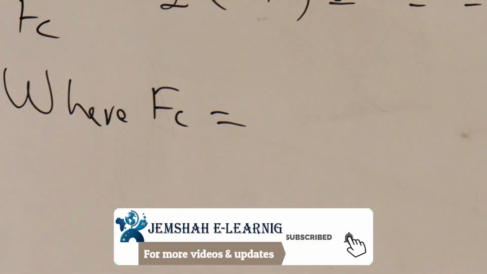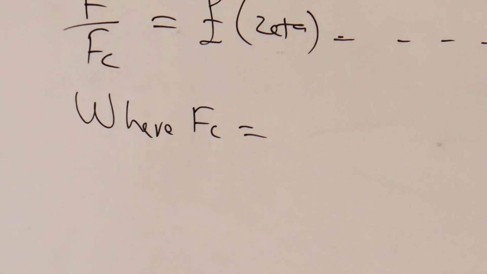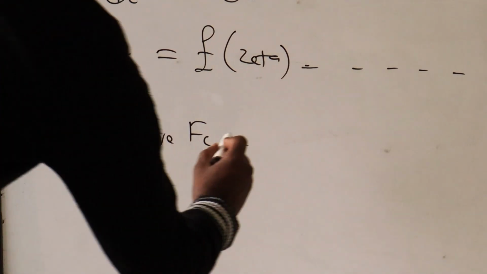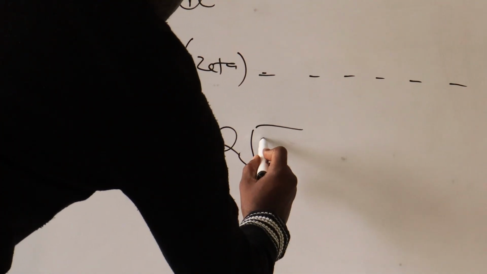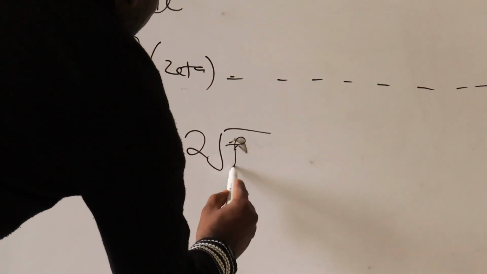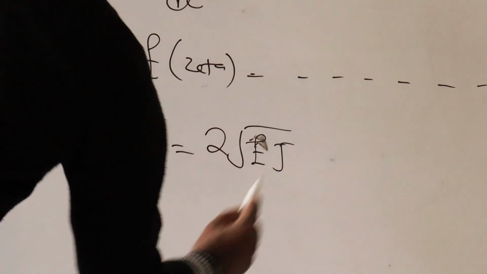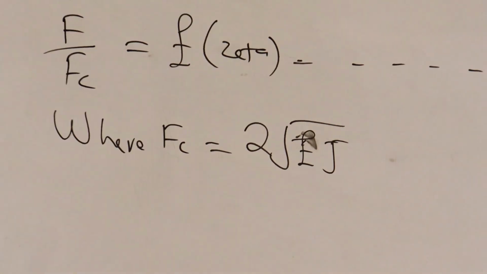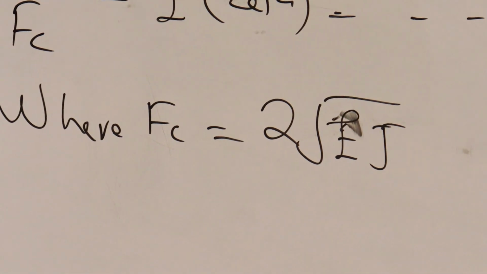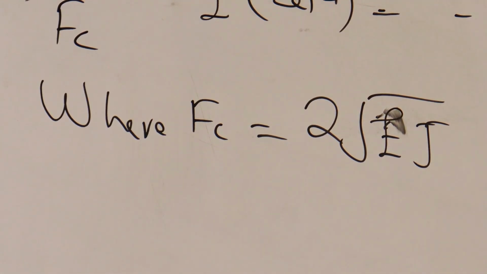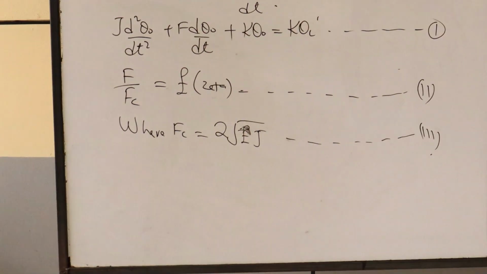is equal to 2 root of kJ. So that is what we have, and we can call this one equation 3.